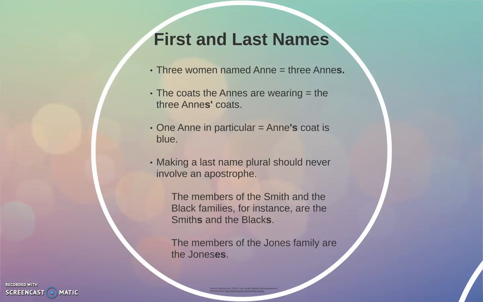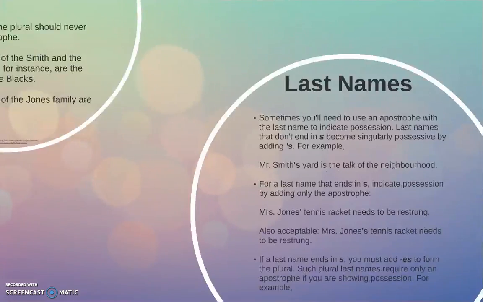Making a last name plural should never involve an apostrophe. The members of the Smith and the Black families, for instance, are the Smiths and the Blacks. Last names ending in s are no different. The members of the Jones family are the Joneses.